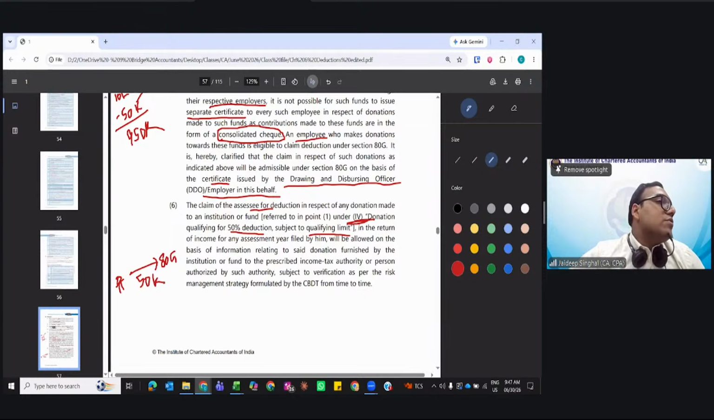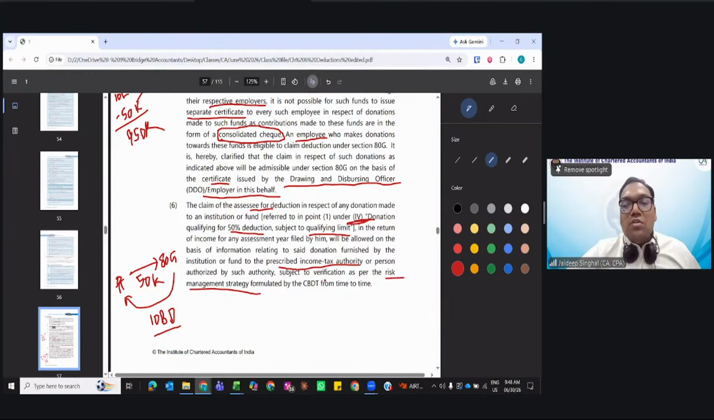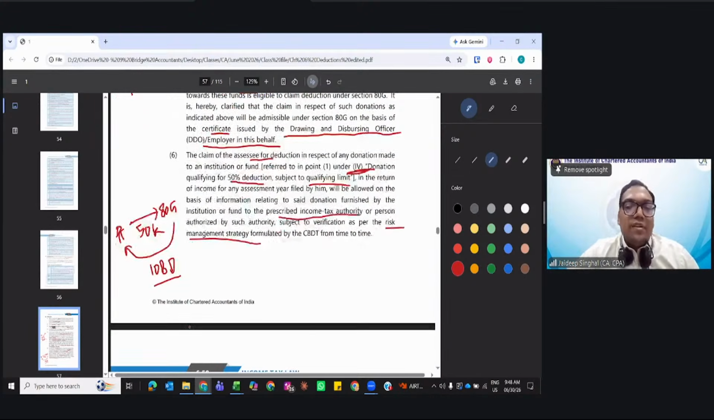Now, whenever you donate 50,000 rupees, what is the exact scenario? The institution will give you a form called 10BD. This is the form you need to maintain in your records to claim the deduction, right? The deduction will be allowed as furnished to the prescribed income tax authority. Now you need to keep this form, but this deduction will be allowed subject to verification by the CBDT. They have a risk management strategy and have implemented systems from which the cases are selected. This can be verified by the income tax department.